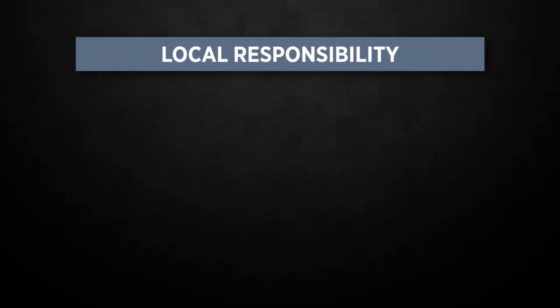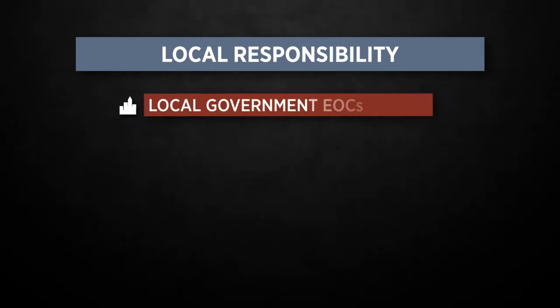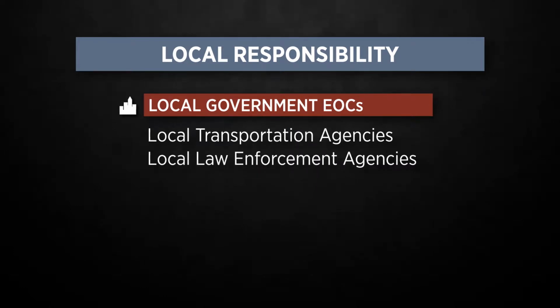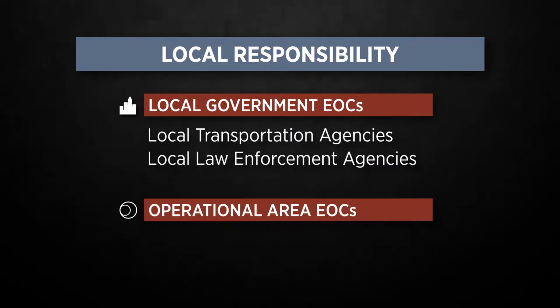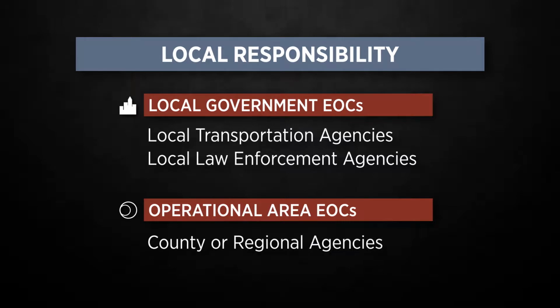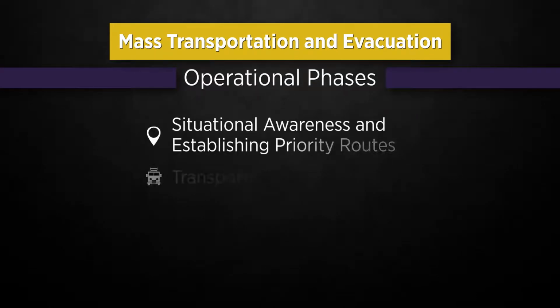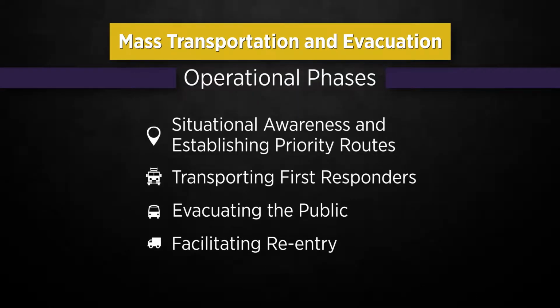Keep in mind the primary responsibility for mass transportation and evacuation falls upon local government EOCs to coordinate with local transportation agencies and law enforcement agencies, while an operational area EOC will work with county and/or regional agencies for resource support. Your understanding of local, regional, and state transportation authorities, as well as these operational phases for mass transportation and evacuation, will help you navigate your role in the EOC.